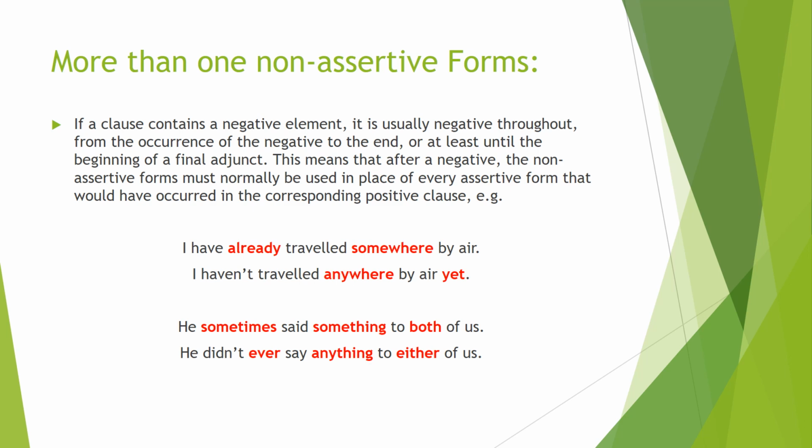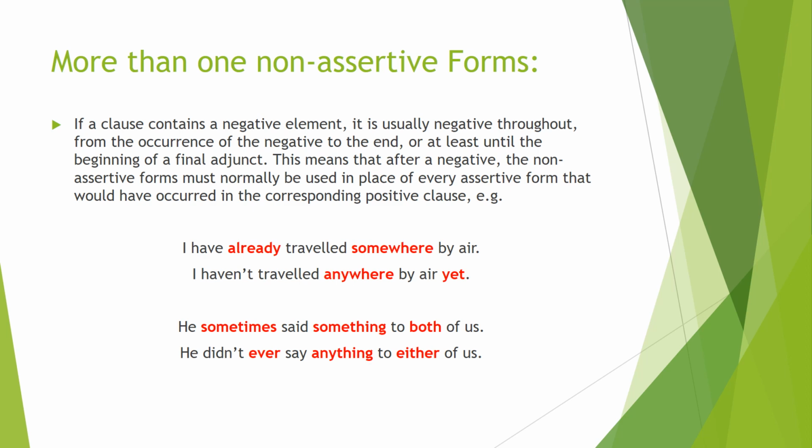Another important note is related to the use of the non-assertive forms. Once you are using negation at the beginning of the sentence, or you are negating your verb, all the assertive forms that come after the negative word should be changed into non-assertive, whatever the number of assertive words you have in your sentence. Here they say that if a clause contains a negative element, it is usually negative throughout, from the occurrence of the negative word to the end, or at least until the beginning of a final agent. This means that after a negative, the non-assertive forms must normally be used in the place of every assertive form that would have occurred in the corresponding positive clause.